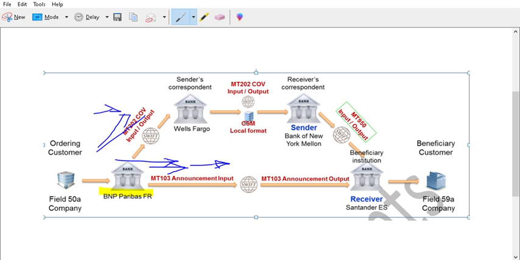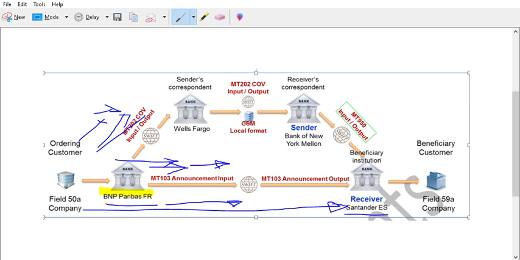It is only sending payment directly from your debtor bank, which is BNP Paribas, to your receiver bank, Santander Bank. So this message will be received directly by your Santander Bank here. Okay, then you will ask me why this message is there. This message is not doing any settlement. Okay, this message is only sending that your funds are arriving.